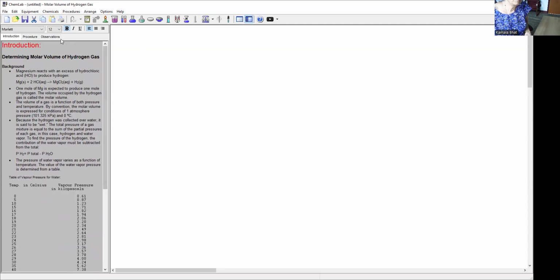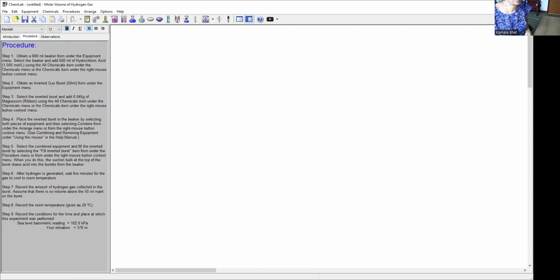In order to do the experiment, what we have to do is read the procedure. There are 9 steps. Please make sure that you read it accurately. And also there is a pre-lab homework assignment for this so that you know how to read and take the observations and complete the calculations.